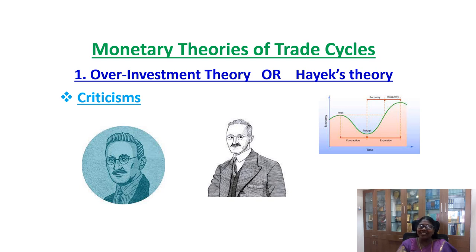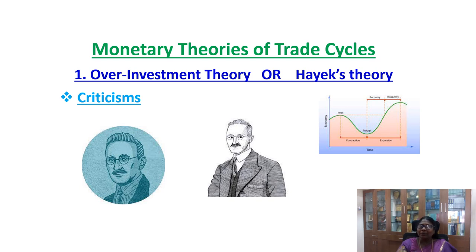Now, I would like to highlight the overinvestment theory or Hayek's theory. Professor von Hayek, in his books Monetary Theory and the Trade Cycle and Prices and Production, has developed a theory of trade cycle. He has distinguished between equilibrium or natural rate of interest and market rate of interest. Market rate of interest is one at which demand for and supply of money are equal. Equilibrium rate of interest is one at which savings are equal to investment.